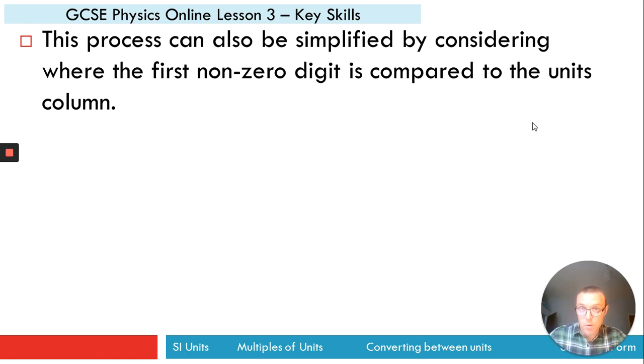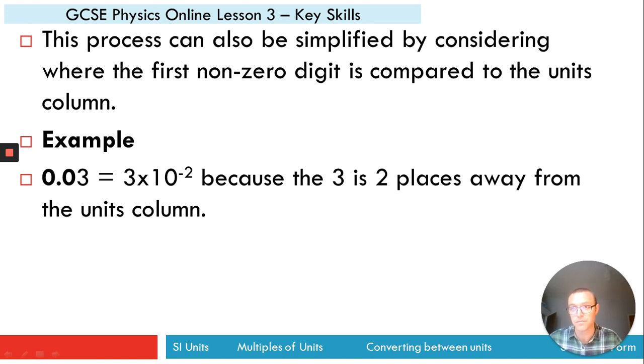We can simplify the small numbers as well by looking at the first non-zero digit compared to the units column. It's exactly the same as we did for the large numbers. Look at this example. Here we've got 0.03. How many places is the 3, the first non-zero digit, away from the units column? The units column is the first column on the left of the decimal point, this column. So how many places is it away? 1, 2. It's 2 places away. So if we change it into standard form, we can do it in one step. We can say 0.03 is equal to 3 times 10 to the minus 2, because the 3 is 2 places away from the units column.